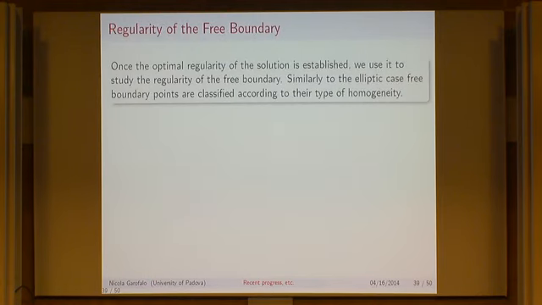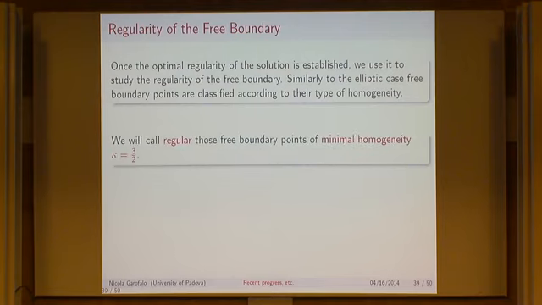So, regularity of the free boundary. Let me quickly tell you something about the regularity of the free boundary. Again, similarly to the elliptic case, free boundary points are classified according to their type of homogeneity. We call regular those free boundary points which have minimal homogeneity, kappa equal to 3 halves. Remember, the minimal homogeneity is 3 halves, we know this.